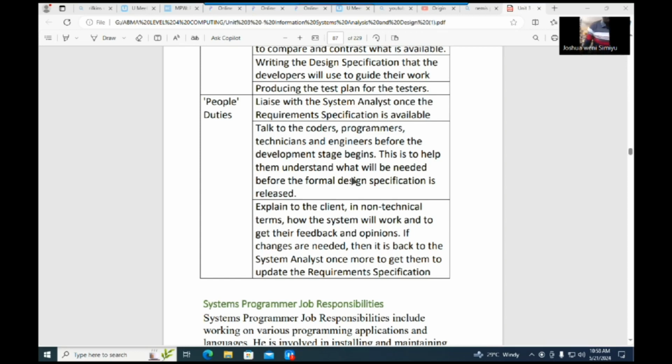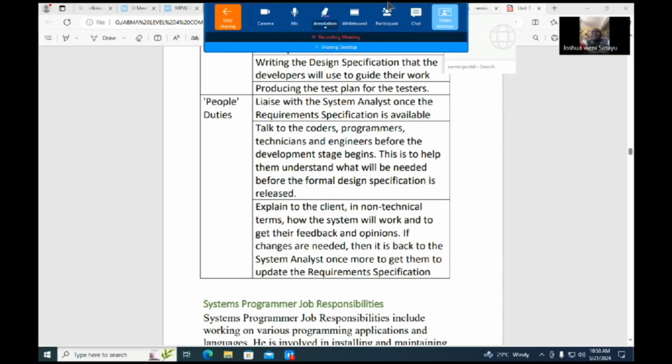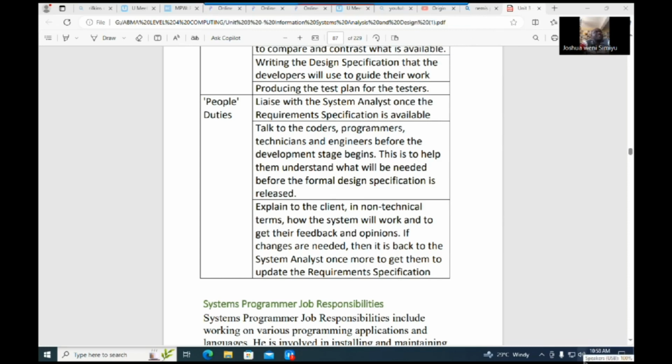Then he has the duty to also explain to the clients in both technical and non-technical terms. So the system designer is going to talk to the clients, and tell them how the system is going to work, and how he's going to get the feedback and opinions of the people.